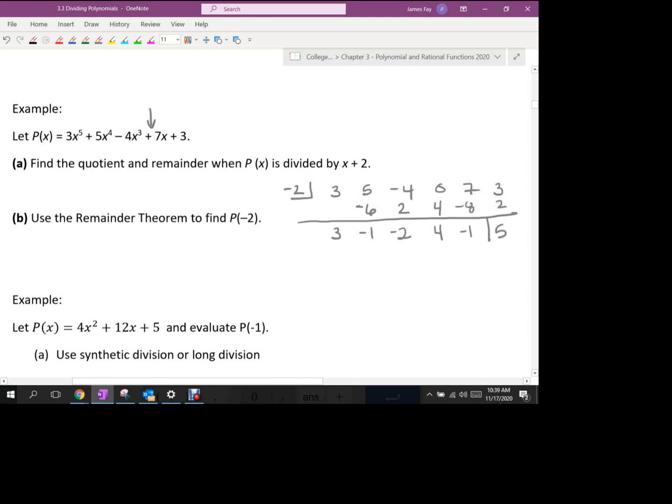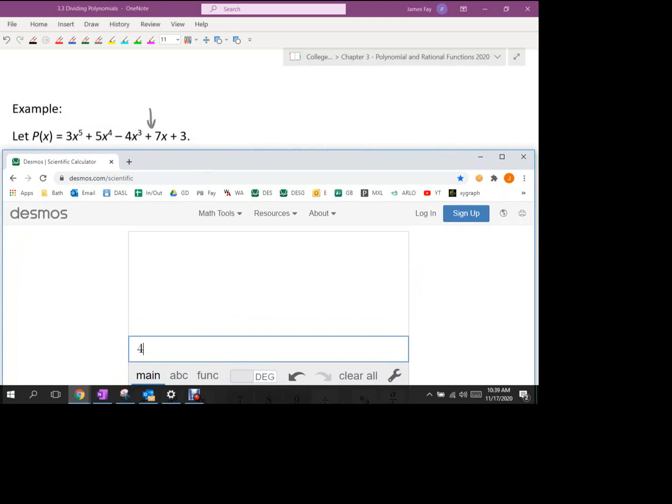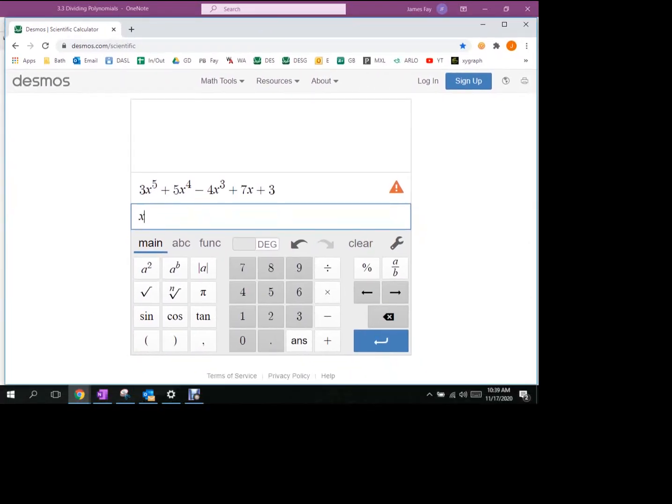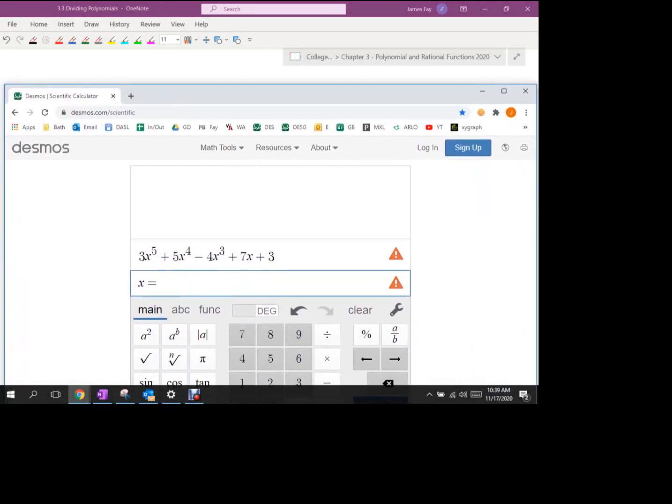Okay. So if we take this function, 3x to the 5th plus 5x to the 4th minus 4x cubed plus 7x plus 3, and we ask to evaluate it at x equals -2, plug that in. Does it give me the remainder of 5? Yeah.